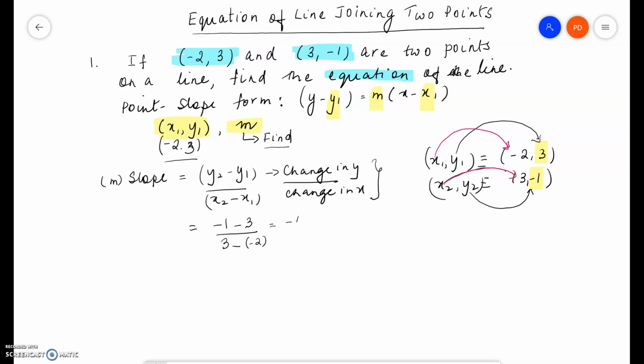This is equal to -4 over 3 plus 2, which is 5. So that's -4/5. So now we know the slope. We were supposed to find it, and we just found that the slope is -4/5. So we can pick any one point, and we said let (x1, y1) be equal to (-2, 3), and the slope is equal to -4/5. We're going to substitute these numbers into the point slope form.